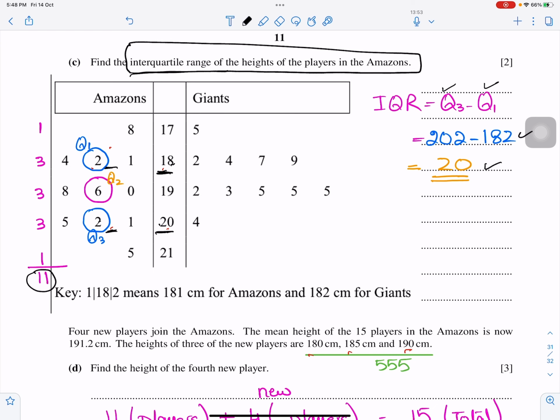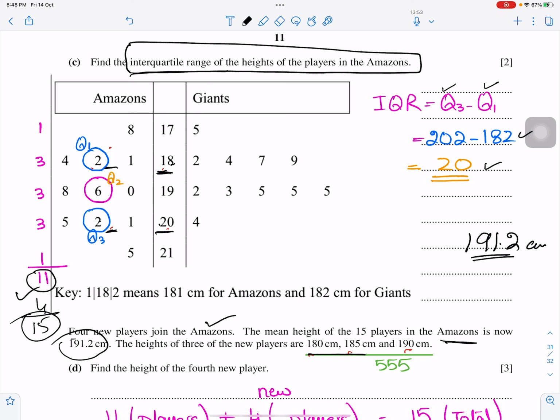Now, if you see the last question, this was about 11 players, right? We are talking about Amazon only. In this question, we are now saying that 4 new players join the Amazon club. Now the mean height of 15 players, because 11 plus 4 is 15, is 191.2. So they have given you the mean height of 15 players, and they are already telling you the heights of 3 of the 4 players who joined: 180, 185, 190 centimeter. And you have to find out the height of the 4th player.